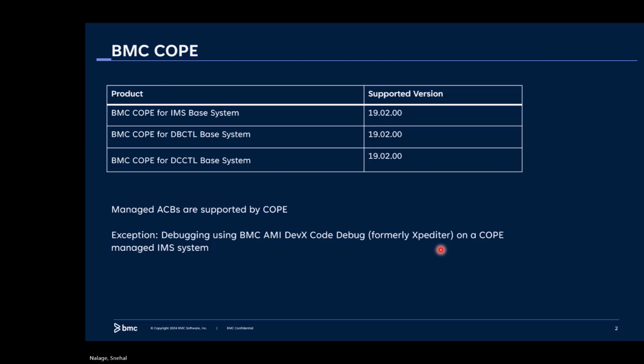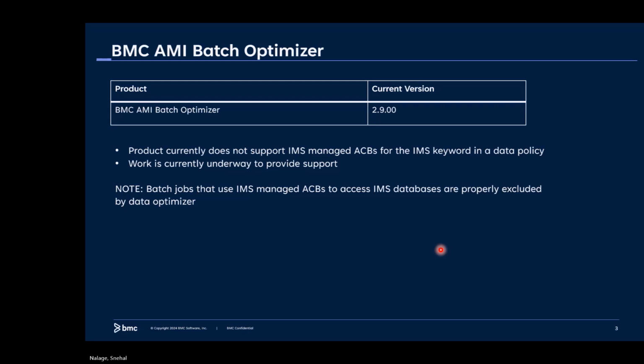All right, and then let's bump over to Batch Optimizer. So for Batch Optimizer, the product does not support IMS-managed ACBs with the IMS keyword in a data policy. And the work is currently underway to provide that support. But I wanted to note here that if you have batch jobs that use IMS-managed ACBs to access IMS databases, the product does properly exclude those jobs just as it works today. So that's what I wanted to mention about those 2 products, and I'm going to hand it over to Snehal to talk about Delta.